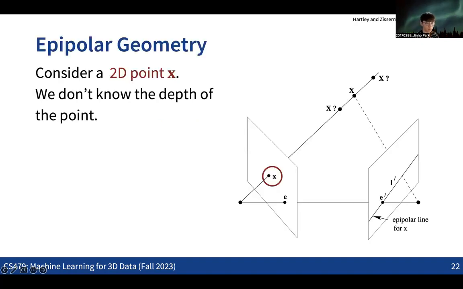Okay, so let's go into some details of the epipolar geometry. What does epipolar geometry mean? Let's think about the case that we have a point here in, let's say, the first view. And then we are shooting a ray from the first camera through this 2D point.